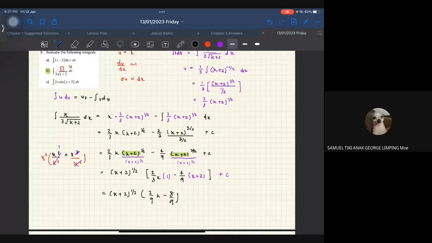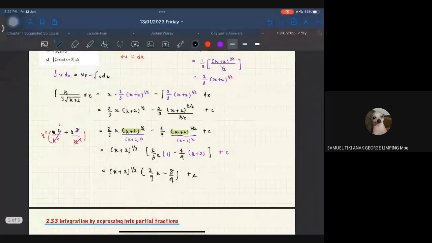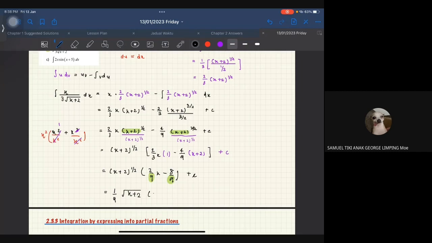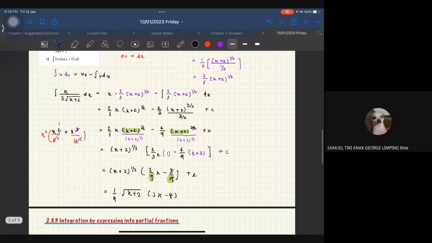Okay, sikit lagi. Right, so kalau tengok dekat sini, both are sharing the factor of 1/9. So saya ada 1/9 dekat sini, saya ada 1/9 dekat sini. So I bring the 1/9 out. Okay, and then I have the square root of x plus 2. Okay, and then what do I have in the bracket is 2x minus 8 plus with C. That's it.